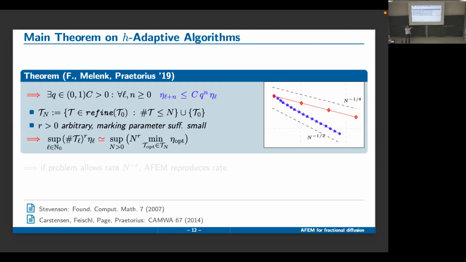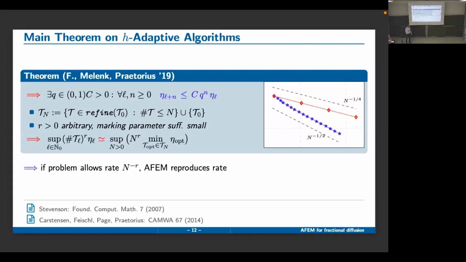And this explains this picture. For uniform refinement, nothing better than n to the minus 1 over 4 is possible in our problem. But for adaptive, we get n to the power minus 1/2, or O of h. Okay, so if the problem allows for the rate n to the minus r, FEM reproduces the rate. This is the theorem. How to prove that?